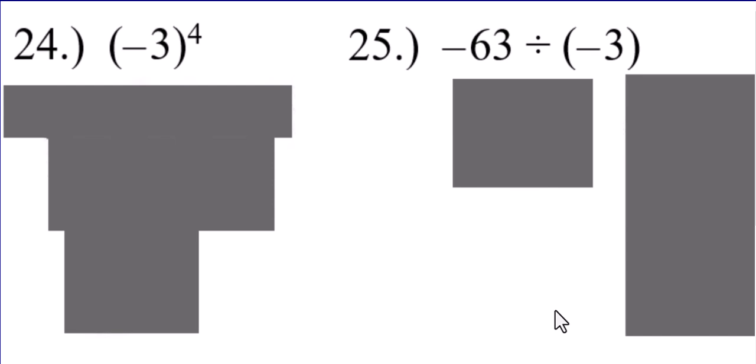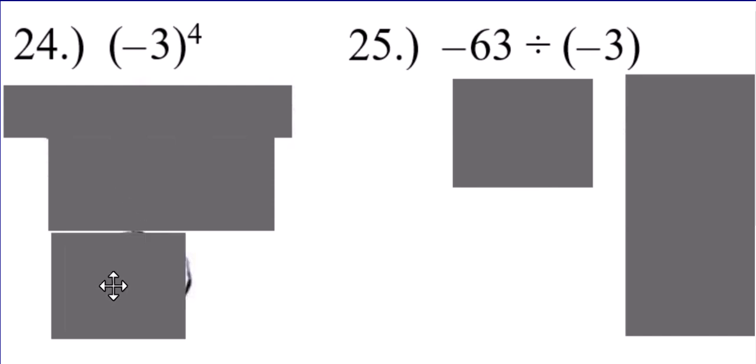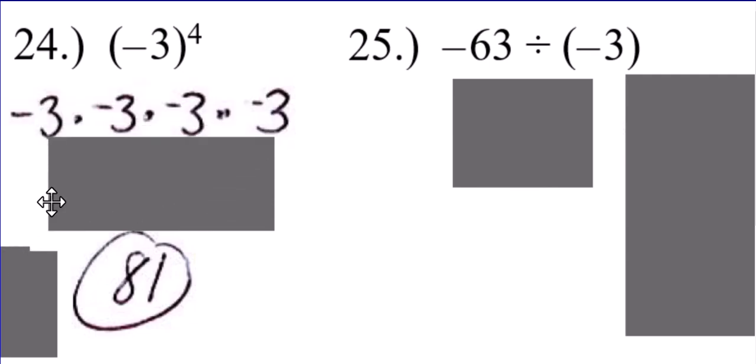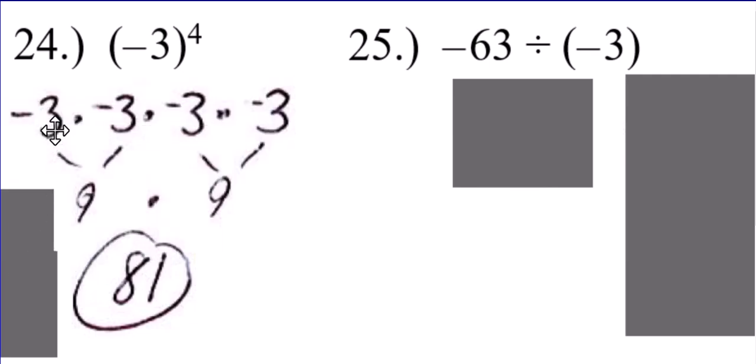Okay, have you already done 24 through 28? If not, you better hit pause now. All right, number 24, the answer is positive 81. I could prove it to you several different ways. Some kids will group the negative 3s together and get 9 times 9, which is 81. Other kids will do 9 times 3, which is 27, and 27 times 3, giving you 81. So either way you do it, you're going to get positive 81. An even amount of negatives will give you a positive.